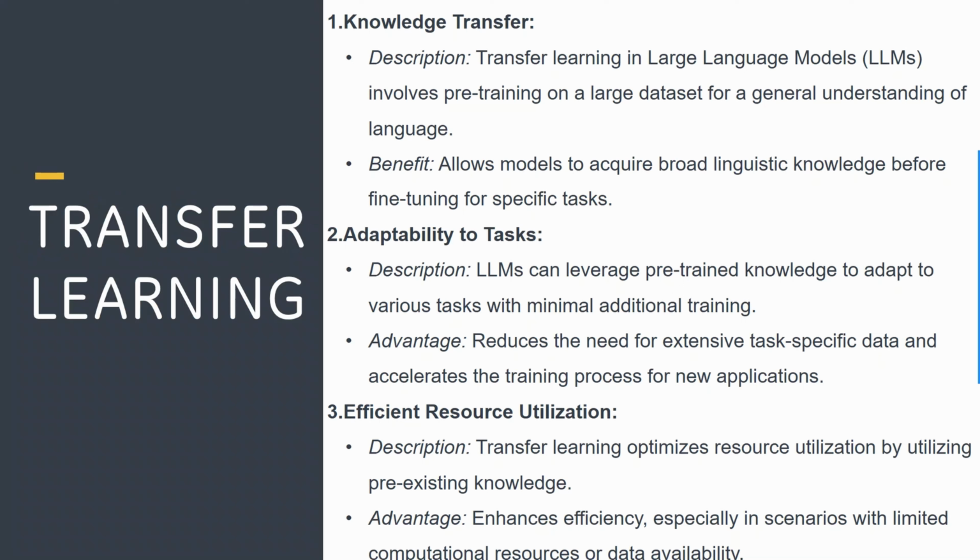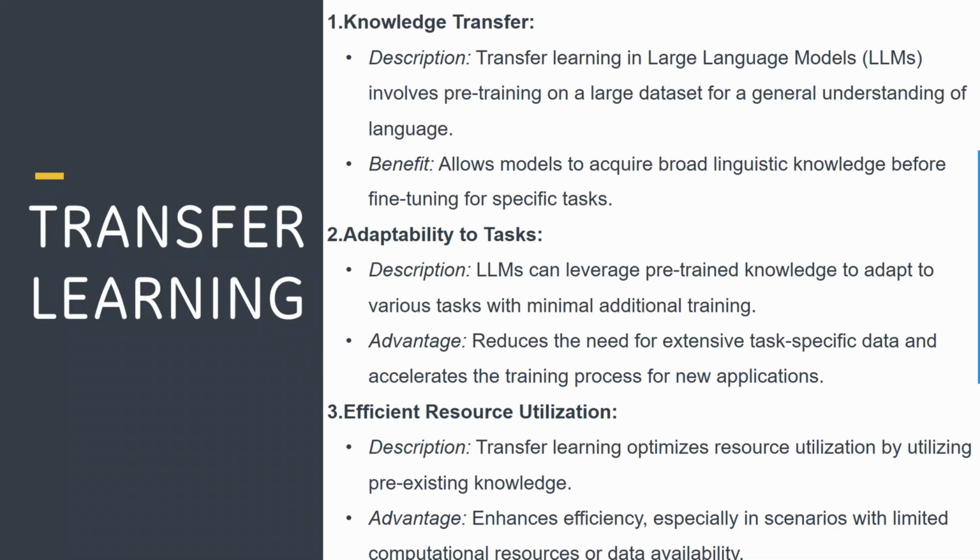And what are the advantages? It reduces the need for extensive task-specific data and accelerates the training process for new applications. Thirdly, we have efficient resource utilization. Transfer learning optimizes resource utilization by utilizing pre-existing knowledge.